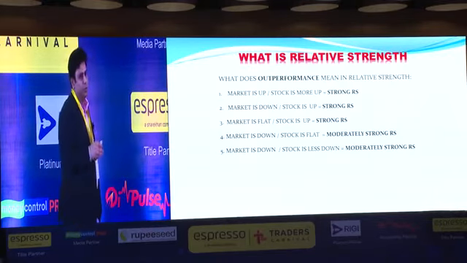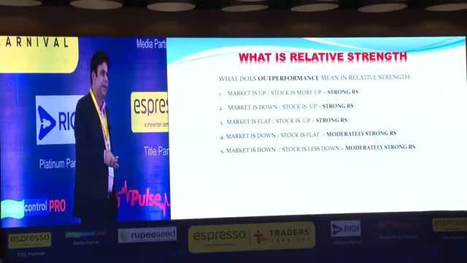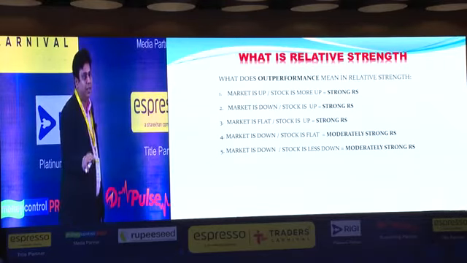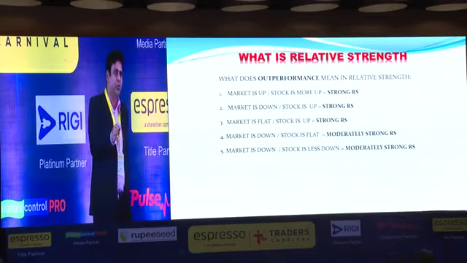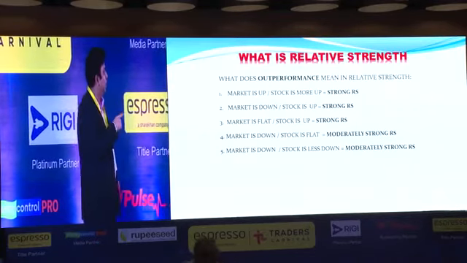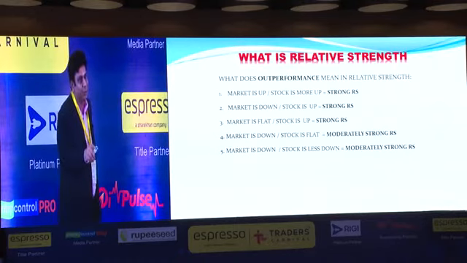Market is down over a period of time. Let's say like it happened in the last 10 to 15 days. Over a period of time, the broader index has corrected, but my stock is flat. The stock has done absolutely nothing. So even that is moderately strong RS, because it has outperformed the broader markets. Now the last and the most important point: market is down, stock is less down. Even that is moderately strong RS.